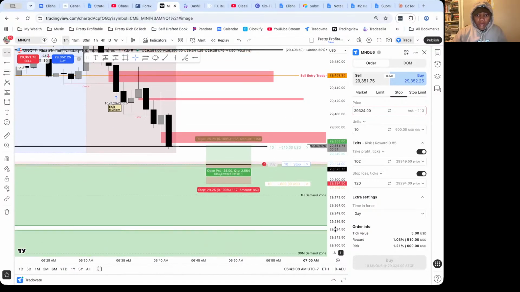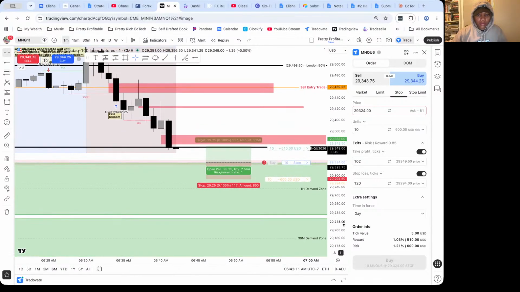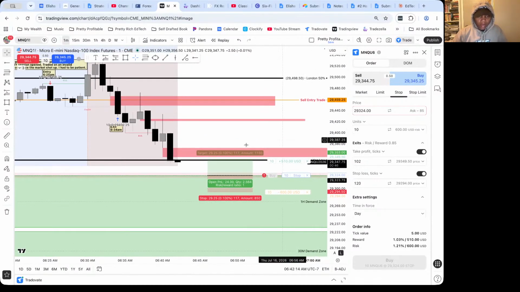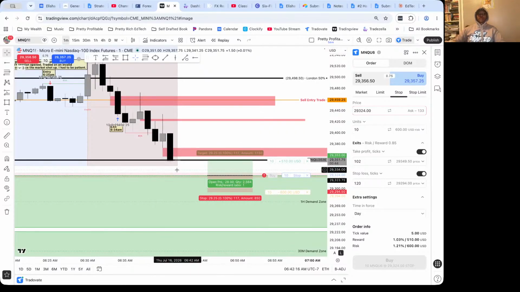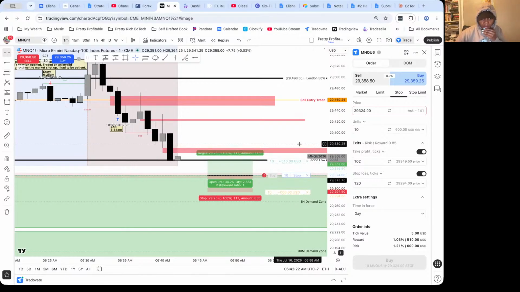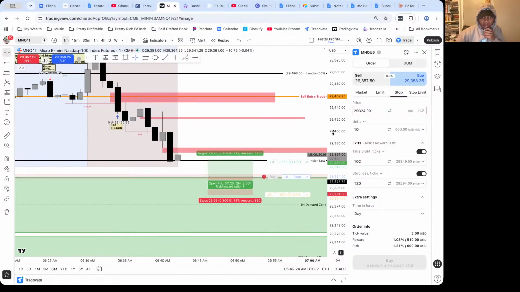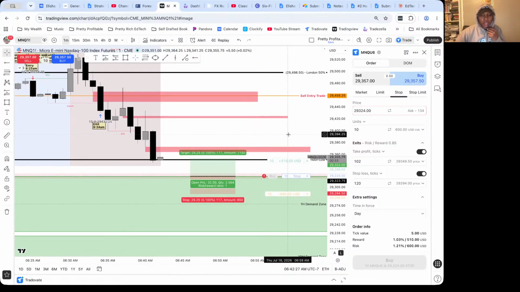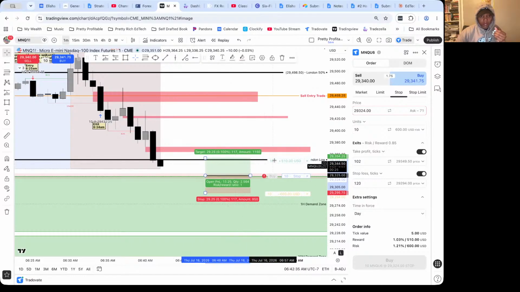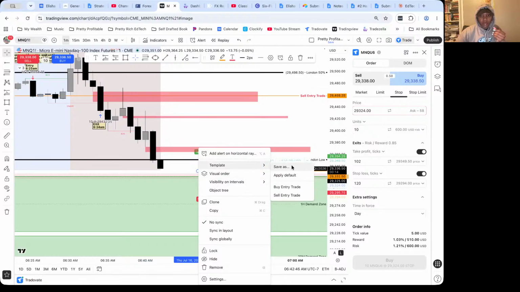So we got two dimensions stacked on top, which feel good. So let's see. I'm waiting to see a rejection candle hit this demand zone. I'm looking for a buy.